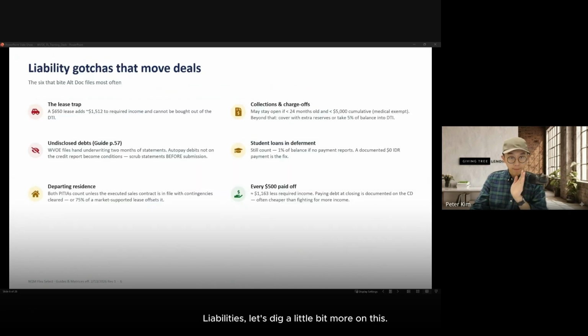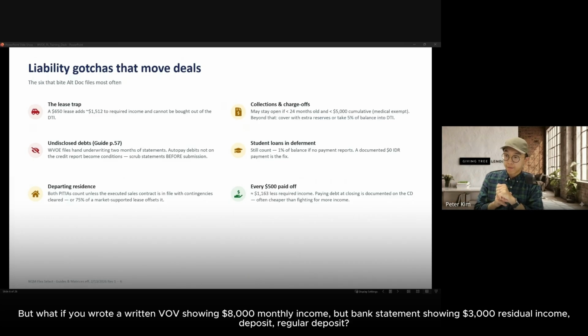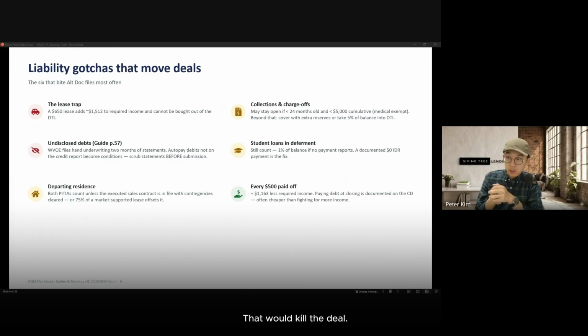Liabilities, let's dig a little bit more on this. There are traps, 6 traps that you have to know. Number 1 is undisclosed debt. Remember, a written VOE file hands the underwriter 2 months of bank statements, usually, right? For the closing cost and the down payment. But what if you wrote a written VOE showing $8,000 monthly income, but the bank statement showed $3,000 regular deposits? That will kill the deal. Do not make that kind of mistake.